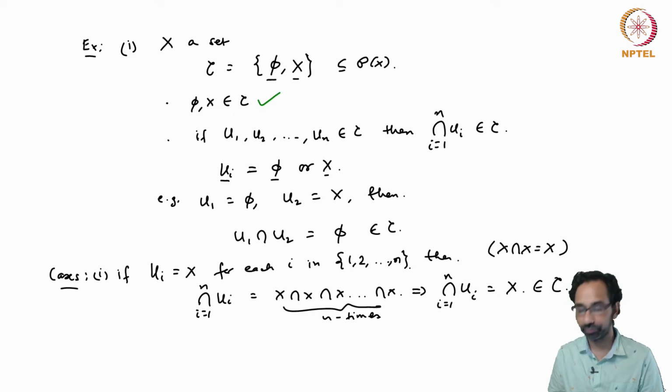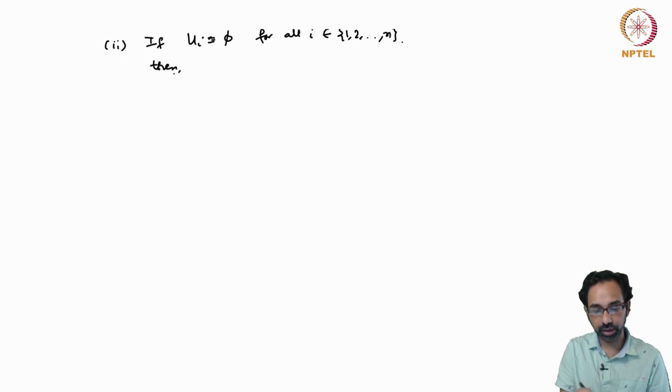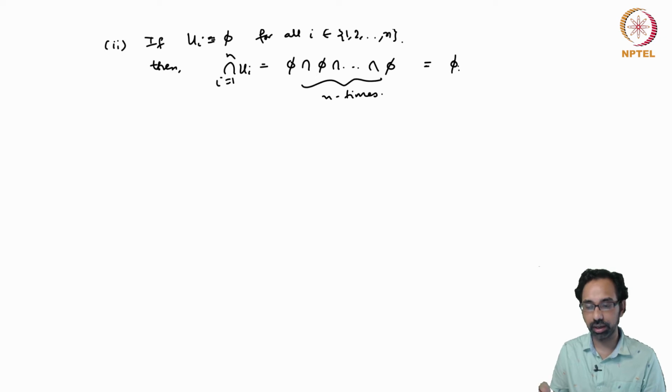What I mean by that is that tau is closed under finite intersections. Another case is that if ui is empty for all i, then we have that the intersection again is just phi intersection phi n times. The same thing, except that now we have the empty set, and of course this is again the empty set, so this also belongs to tau.